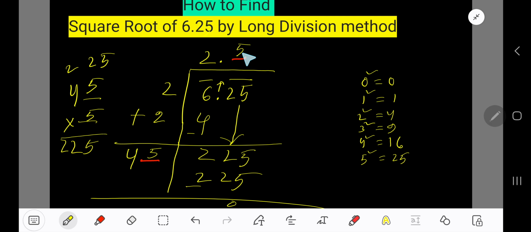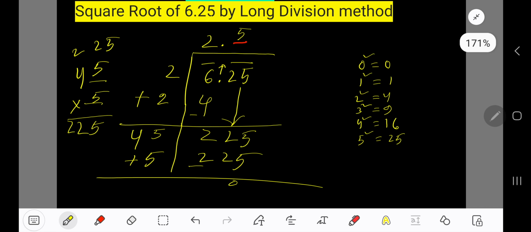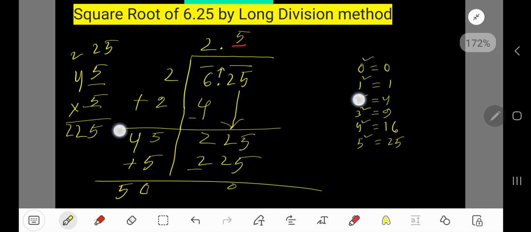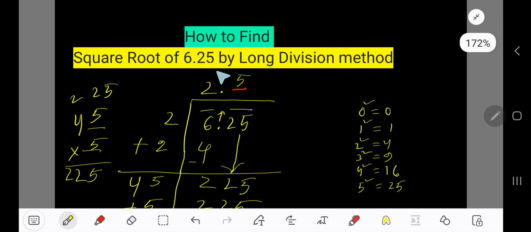Since you have placed 5 here, the same digit will come under this divisor, and you need to add. 5 plus 5 is 10, write 0, carry 1 to the next column. 4 plus 1 is 5, look. Without the decimal, this is 25. The double of 25 is 50. So this indicates that our answer is correct, 2.5. So the square root of 6.25 by long division method is 2.5.